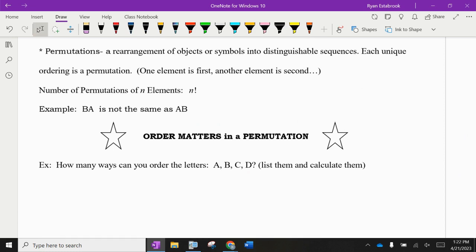A permutation is an arrangement into distinguishable different sequences. One is first, one is second, one is third. In the Olympics, is there a difference between first place and second place and third place? Yes, gold, silver, bronze. If you get third instead of second or second instead of third, you get different medals.